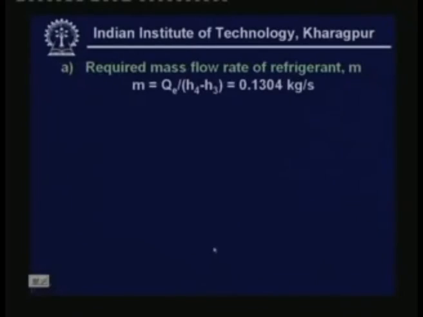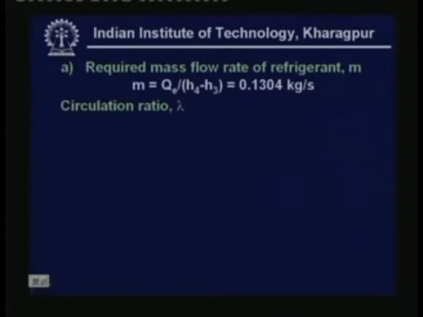So, once we have the properties, we can quickly find out the required mass flow rate of refrigerant. We apply energy balance across the evaporator. This is nothing but steady flow energy equation, and we assume kinetic and potential energy changes to be negligible. So, mass flow rate is simply equal to QE divided by H4 minus H3, which is equal to 0.1304 kg per second, okay, because QE is given to be 300 kilowatts, and H4 and H3 we have obtained.